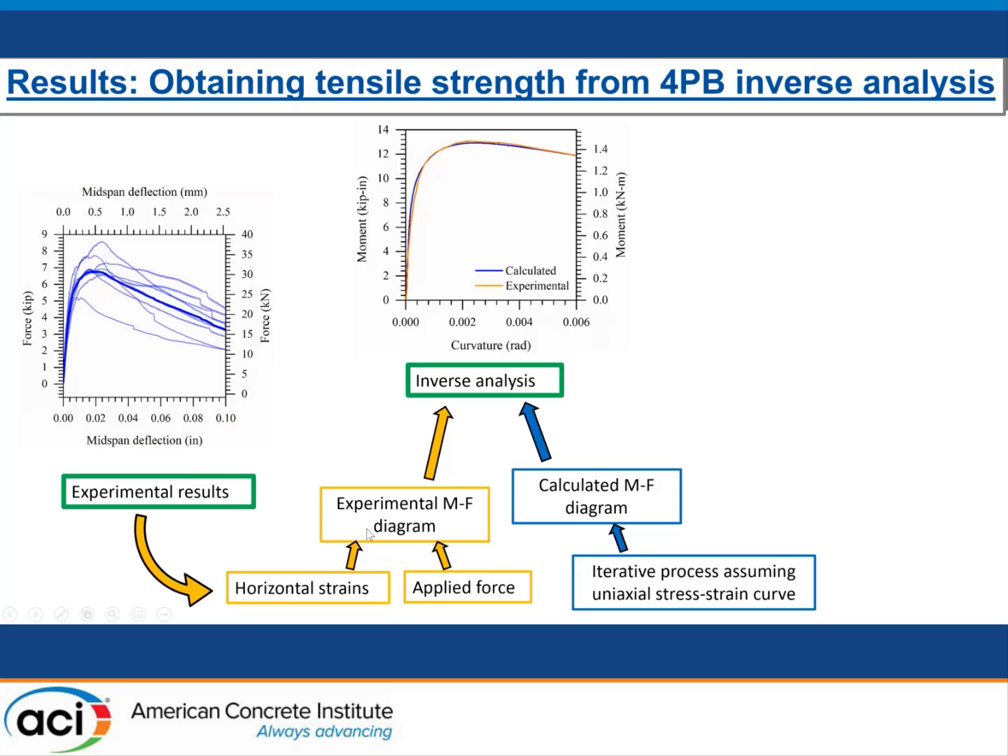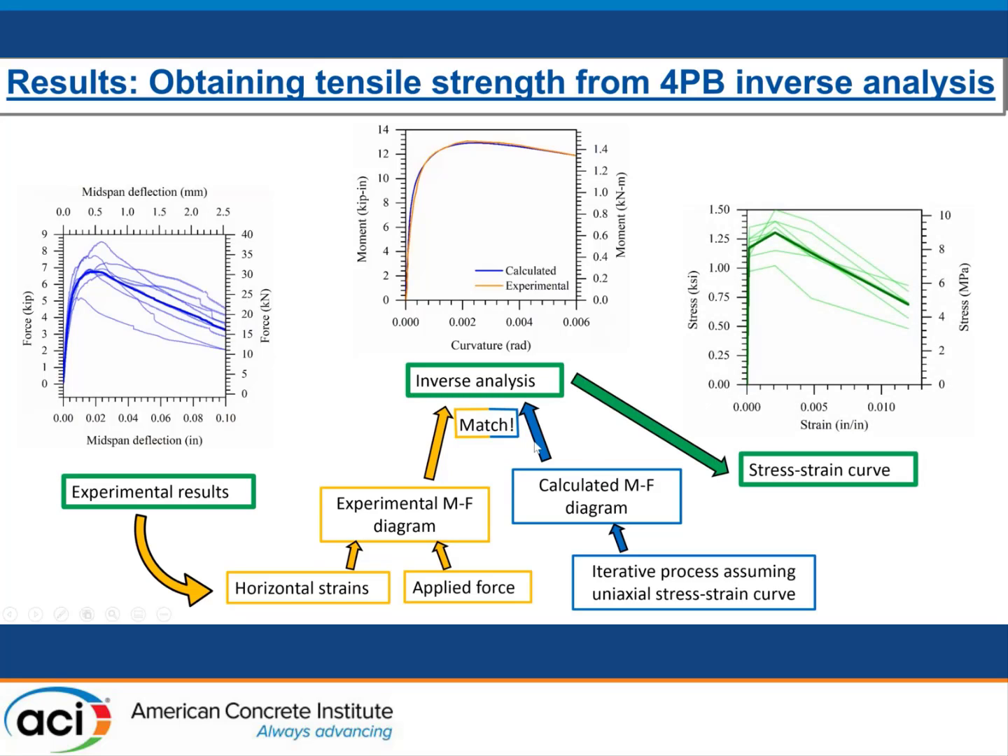From that, we basically obtain the blue curve right here. The experimental curve is something obtained from our experiment, so we cannot change that. What we can change is the predefined stress strain curve, which we can play around with the numbers until we have a match. As soon as we have a match, we know that the predefined stress strain curve is the direct tension curve for the material that we obtained.